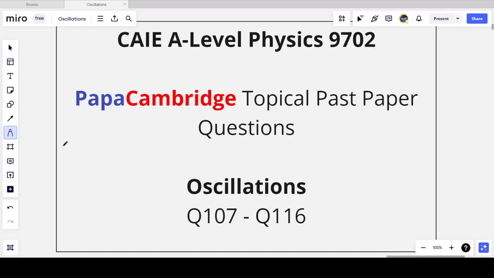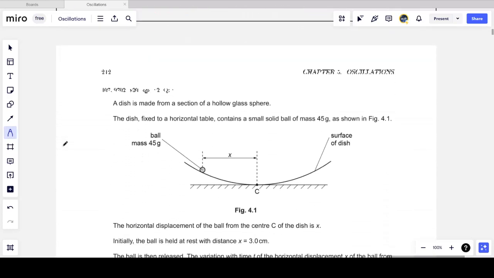These questions are slightly different from the questions we covered previously on oscillations, as they contain a little bit more about damping and resonance and so on. So I thought it was good to cover these concepts when talking about this topic of oscillations.